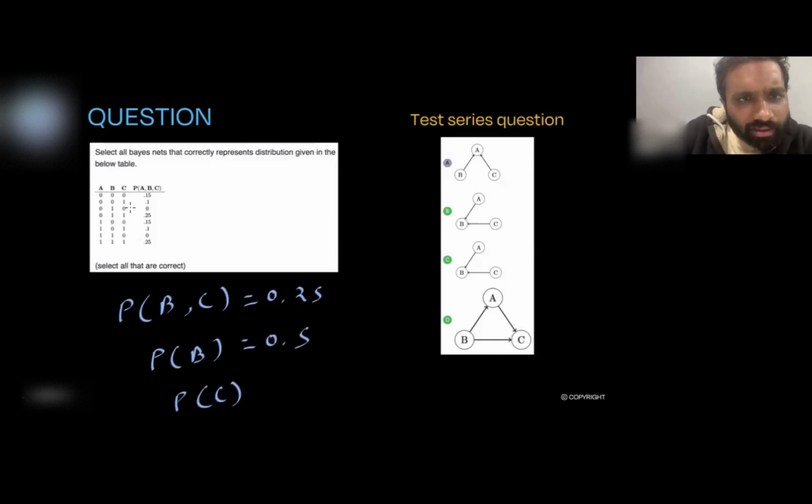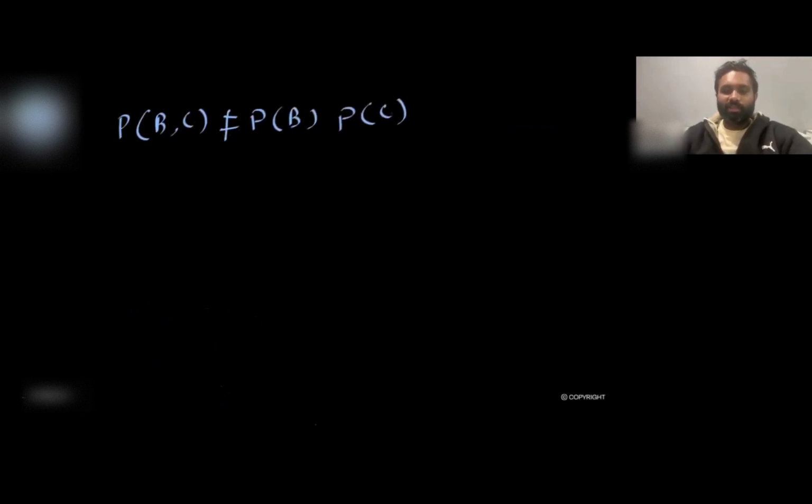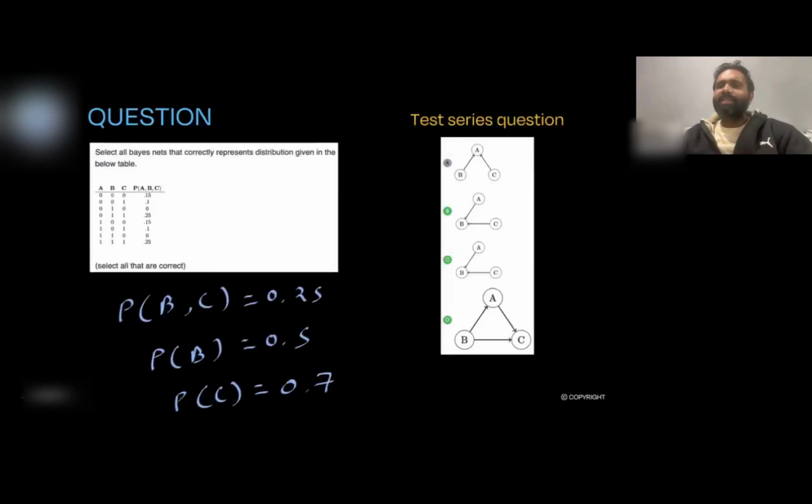Probability of C is 0.1, 0.20, 0.35, 0.45, and this 0.25. I think so, I assume it's 0.7. So probability B and C, this is not actually correct. That's why B and C are not independent. The independence requirement is that the joint probability should be the multiplication of the marginal probabilities. So B and C are not independent.